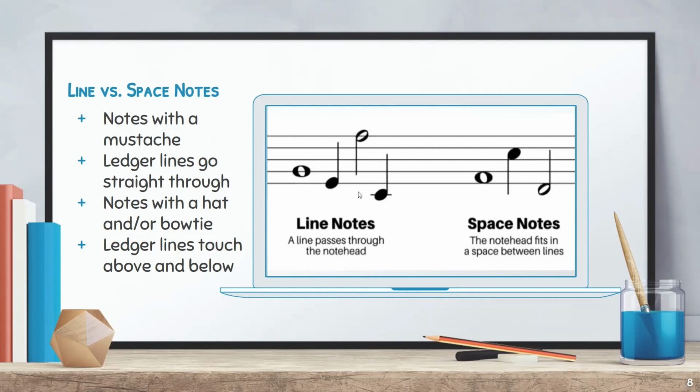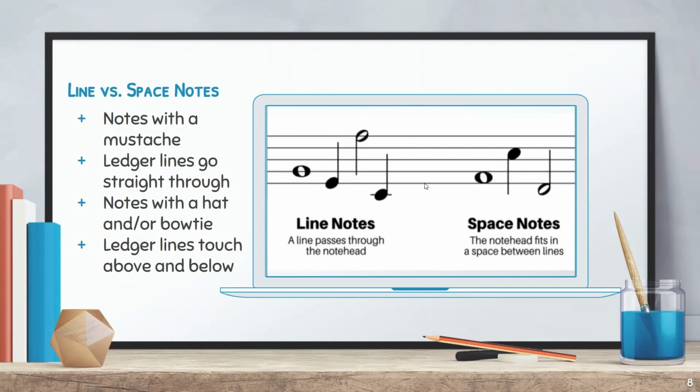So in class, when I say that's a line note or we're looking for a line note, that means the ledger line, all these lines are going straight through the note. And if you want to imagine for a moment, it kind of looks like boink, boink, they have little mustaches. So again, ledger lines go straight through. That is a line note.